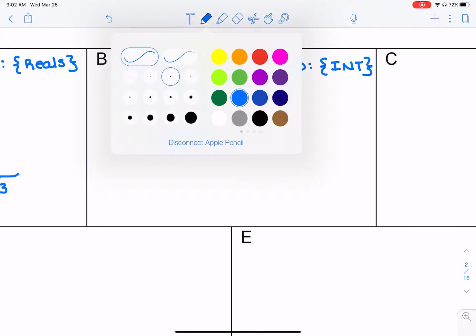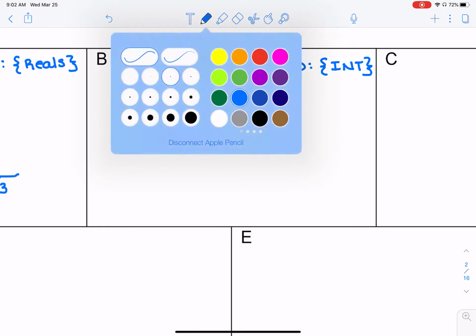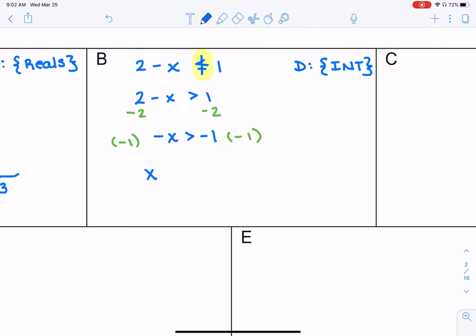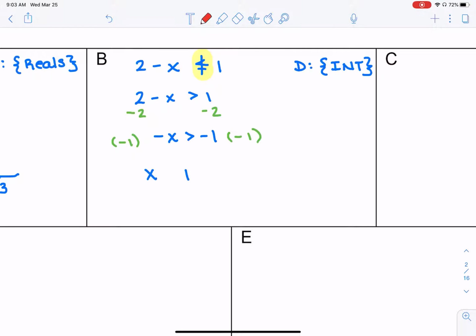Now we're in that same position as we were before, where we need to multiply both sides by a -1 in order for x to be by itself. So now I have x and I have 1, and I am going to change my symbol, flip it in the middle, so it's x less than 1. Okay, so that's my solution in the inequality form. Now I'm going to go ahead and graph it. I'm going to place 1 in the middle.